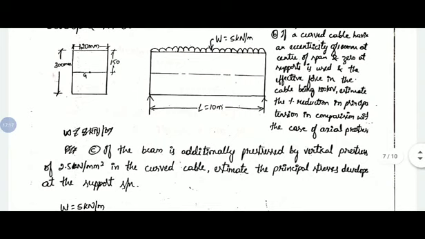And in the third case, along with that, if we add a vertical pre-stressing force of 2.5 N per mm square, what are the stresses developed in the section? That we need to find out.